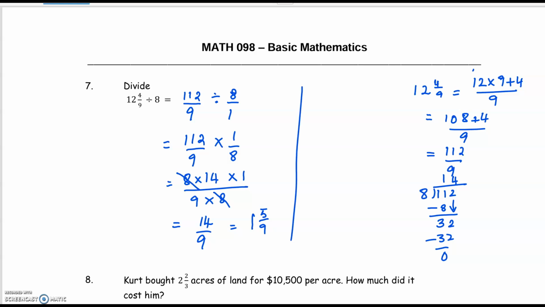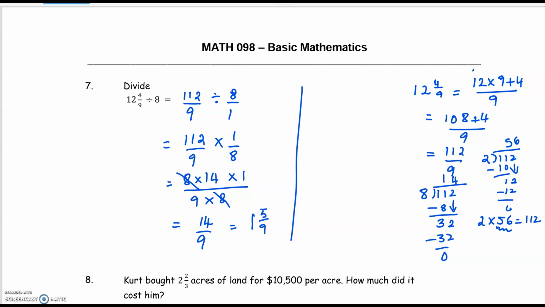Now, what if we didn't see that 8 goes into 112? We'd have to do that in small steps. We'd probably say 112 is an even number. So we divide by 2. 2 times 5 is 10, subtract, bring the 2 down. 2 times 6 is 12, subtract, you get a 0. So we get 2 times 56 is 112.